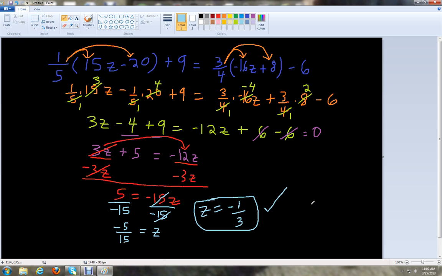So that problem was a little bit longer, but just have to be careful with the steps and distribute first, like we did here. Simplify multiplication with fractions. Combine the like terms on each side and get the variable on the same side of the equation at the end, and then solve for the missing variable.